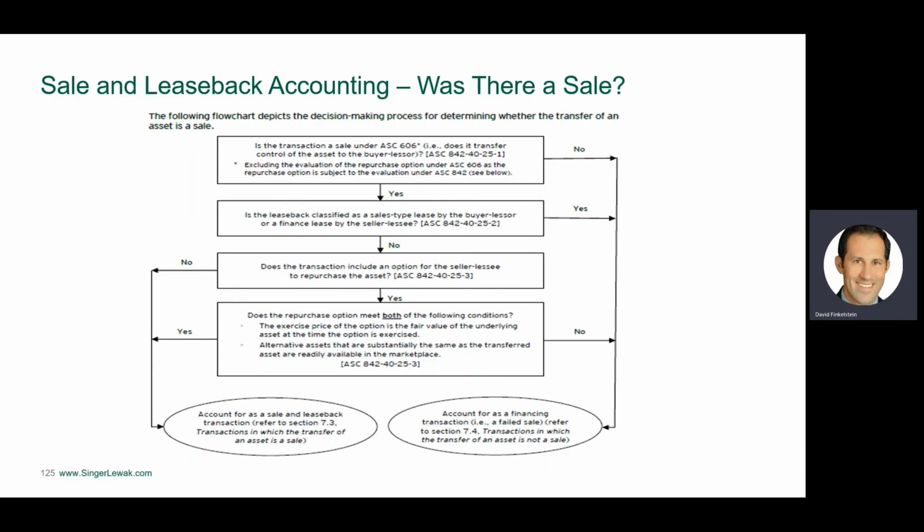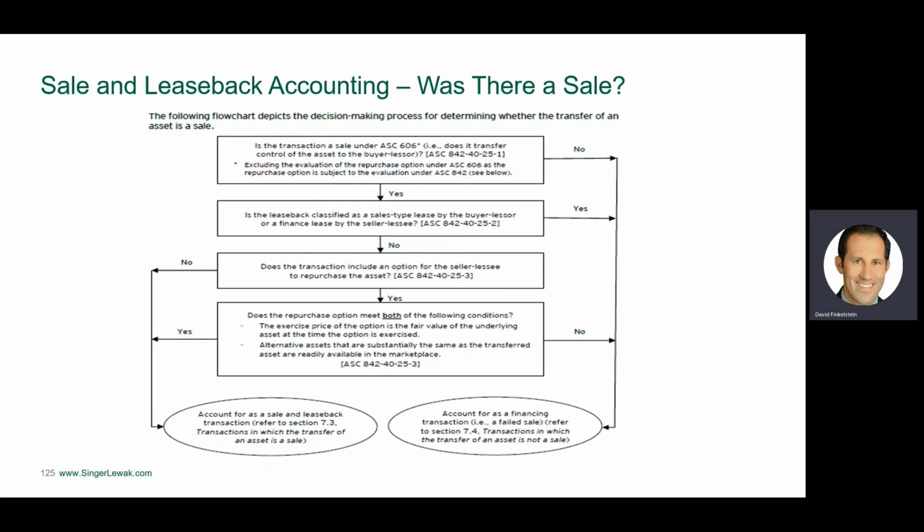Now, one of the things you need to consider when you're looking at a sale leaseback is, was there truly a sale? In order to do so, you need to go through this flow chart to give you an example of how to determine whether or not this is truly a sale or is a failed financing, what's called a failed sale, where it's considered a financing transaction instead and not considered an actual sale.